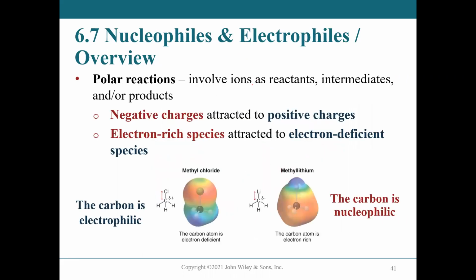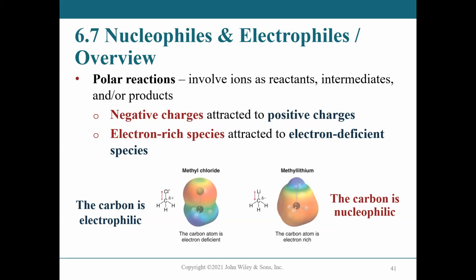So polar reactions involve ions as reactants, intermediates, and/or products. Negative charges are attracted to positive charges. So electron-rich species are attracted to electron-deficient species. So let's try to make some sense out of that. Negative charges attracted to the positive charges.